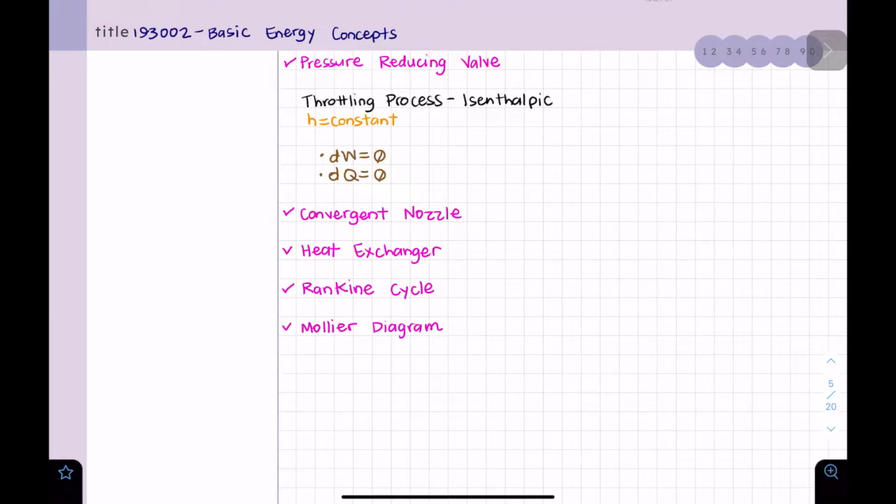Again, today we're gonna go over the thermodynamics section of the GFEs, specifically the subject 183002, basic energy concepts. In this one, we just go over basically pressure reducing valve, convergent nozzle, heat exchanger, Rankine cycle, and Mollier diagram. This is only 4 questions, so I will just jump right into the problems.